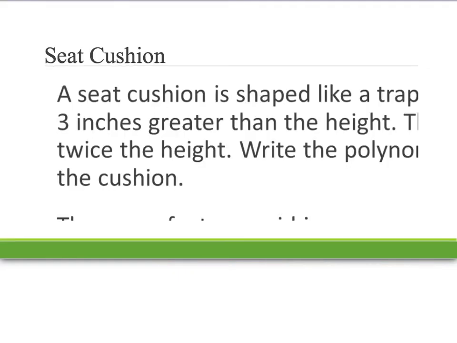Okay, moving on to the second one. My formula got a little bit cut off, so I'm going to rewrite it: one half times height times b1 plus b2. It says that a seat cushion is shaped like a trapezoid. The shorter base of the cushion is 3 inches greater than the height. The longer base is 2 inches shorter than twice the height.